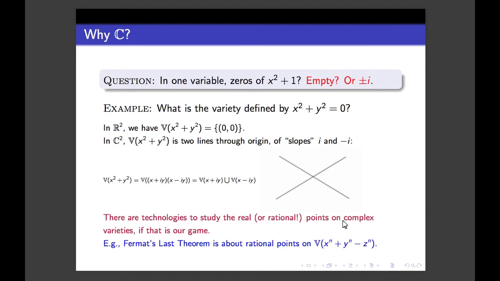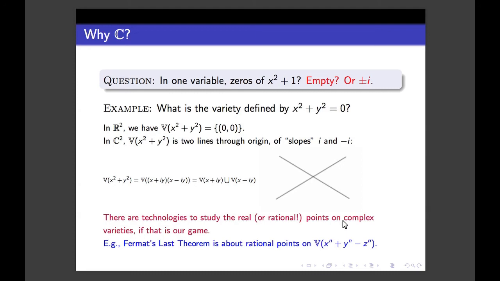So I'm not saying that the real points on a variety are uninteresting. Far from it. In fact, there are many mathematicians that study that subject, but they're not really algebraic geometers. It's a different flavor of mathematics. Likewise, many people are very interested in the rational points on varieties. That's a subject of mathematics called arithmetic geometry.